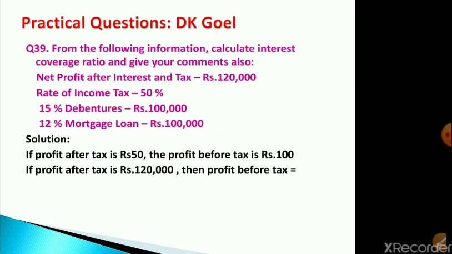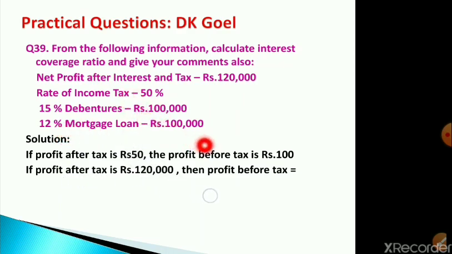So let's start with the practical question. Question number 39 from DK Goel. From the following information, calculate interest coverage ratio and give your comments also. Net profit after interest and tax is rupees 1,20,000. Rate of income tax 50%, 15% debenture rupees 1 lakh, 12% mortgage loan rupees 1 lakh. This 15% and 12% is the interest rate given over here.